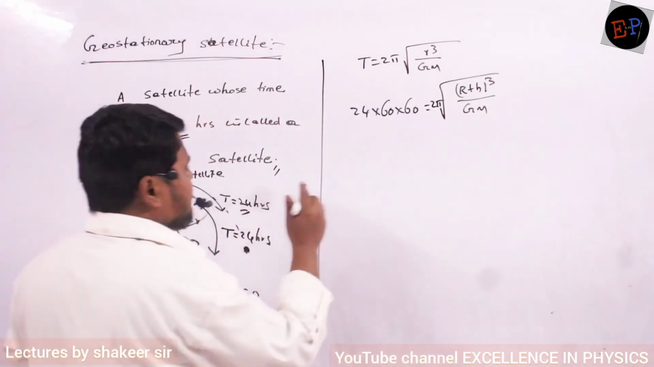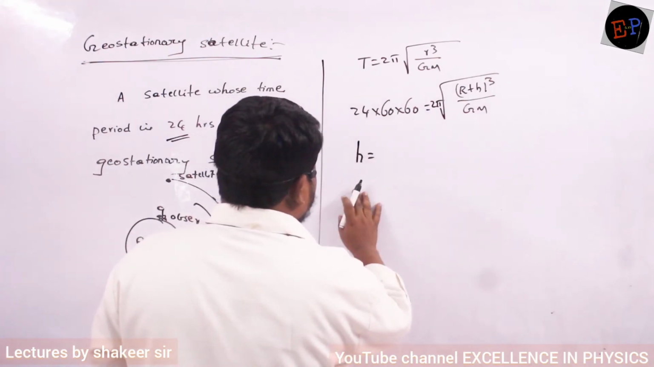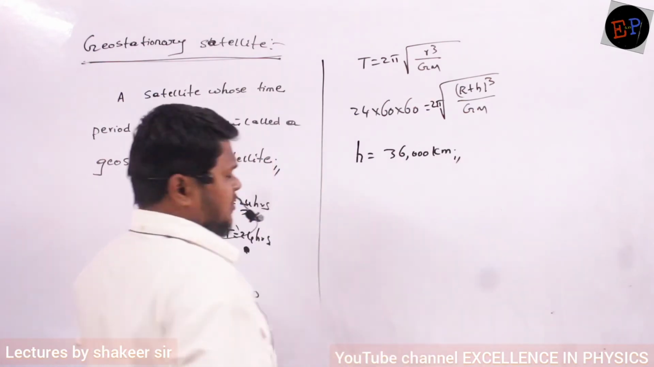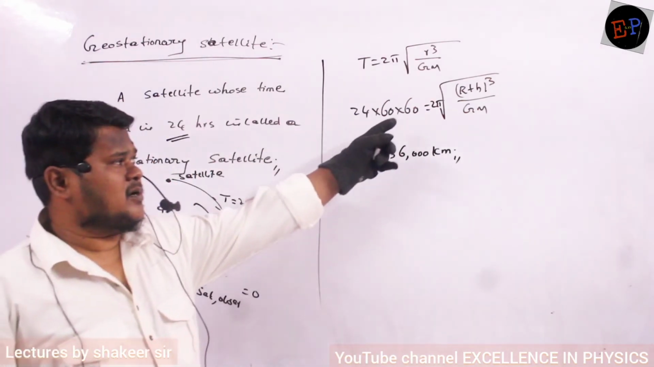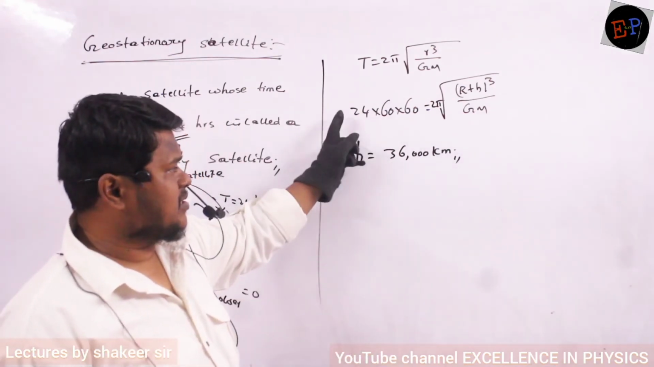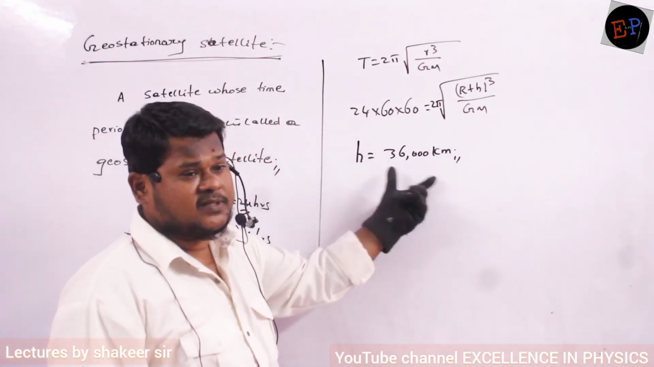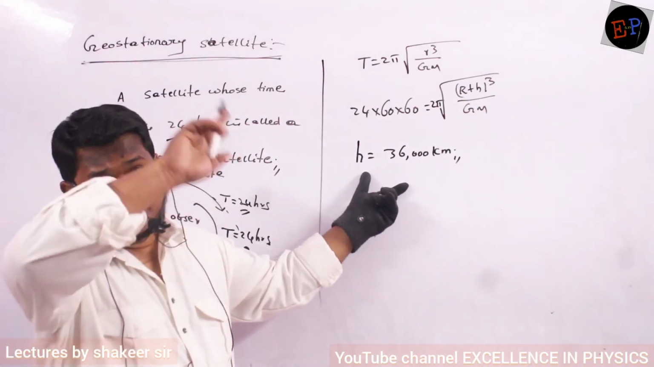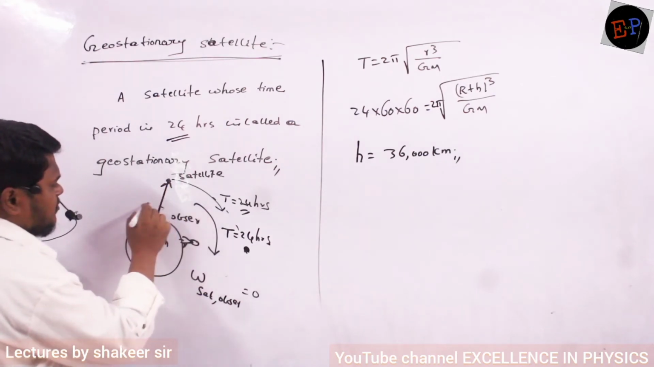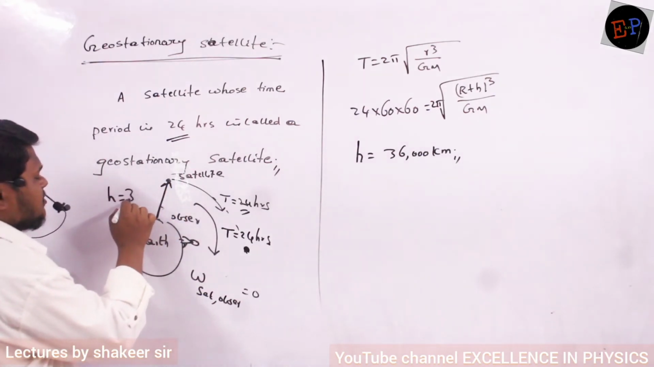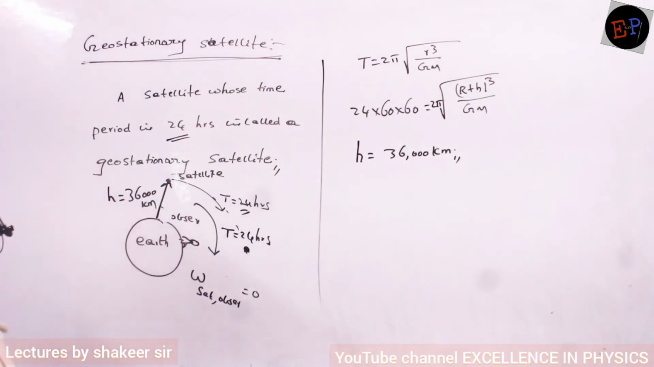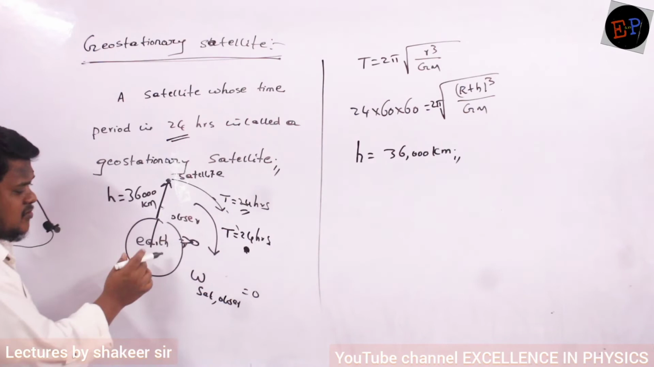If you substitute all these values, then I will get the height to be 36,000 kilometers. We know all these values, no? The R value we know, the G value we know, the mass of Earth we know. If you substitute all values, for this time period, that is the height at which this satellite should rotate. From the surface it is at a height of 36,000 kilometers.